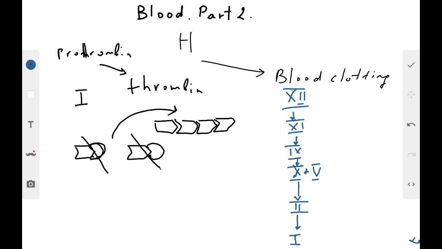Okay, so for this cascade, we also need some factors, which are also factors number 7.